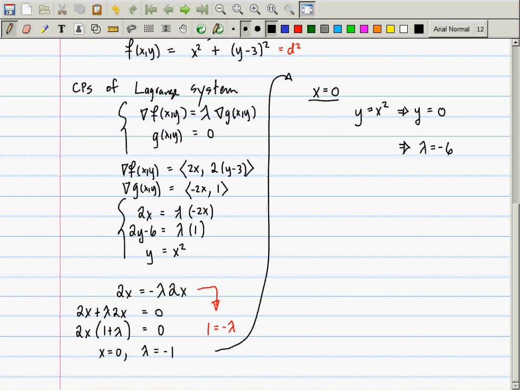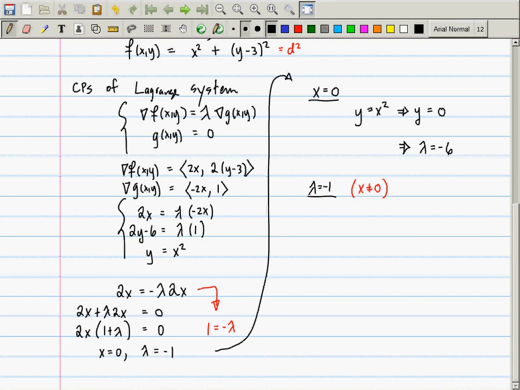Okay, what is the other possibility? Instead of starting with x is 0, we could start with lambda is negative 1. Okay, we'll take that possibility. So if lambda is negative 1, then now we can use this information and plug it into the second equation. So first off, notice that if lambda is negative 1, this implies that x is not 0, right? Because we already handled that case previously. Because if x is 0, then lambda is negative 6. Okay, so then, where was I?